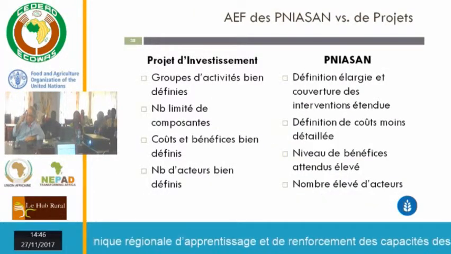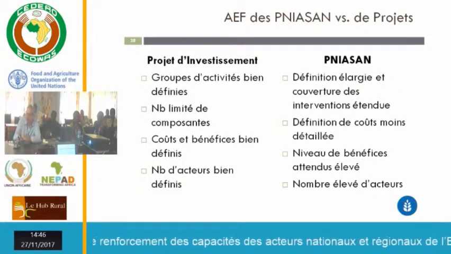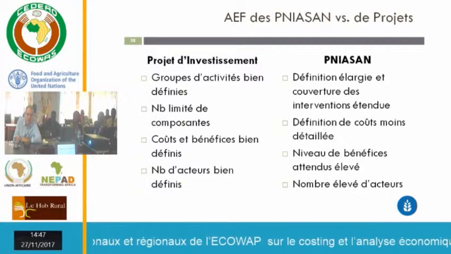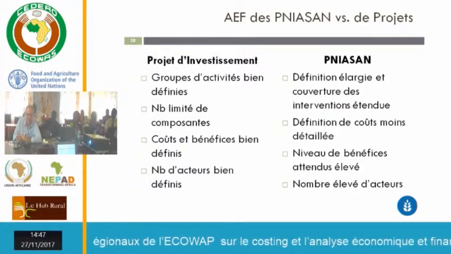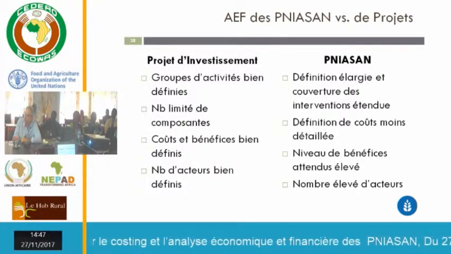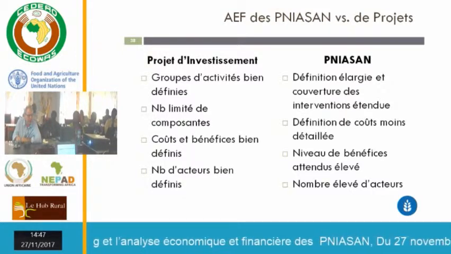So this was to restore a bit the difficulties that we had in conducting a financial and economic analysis in the NAIPs, FNS. At the project level, generally, the activities are properly defined. We have a limited number of components. Generally, we have two or three components. So it is easier to confine the activities and to define the costs and benefits. And also, generally, we have a number of stakeholders which are well-defined.